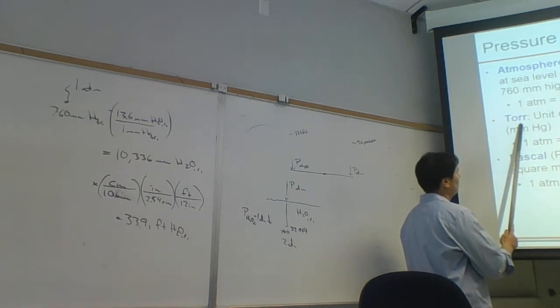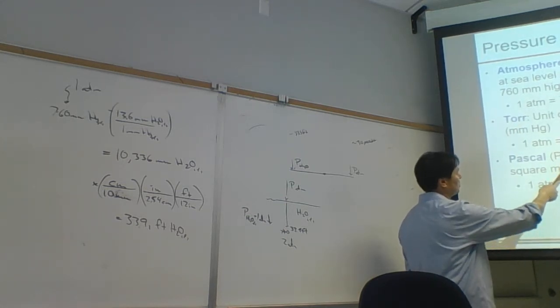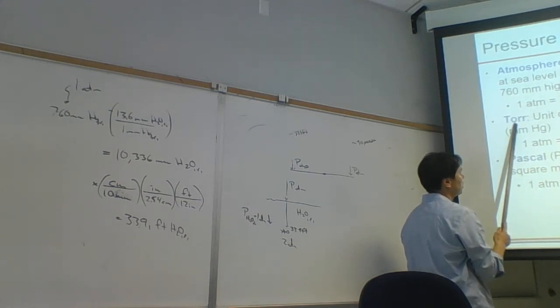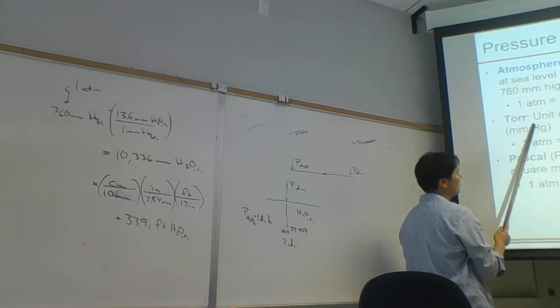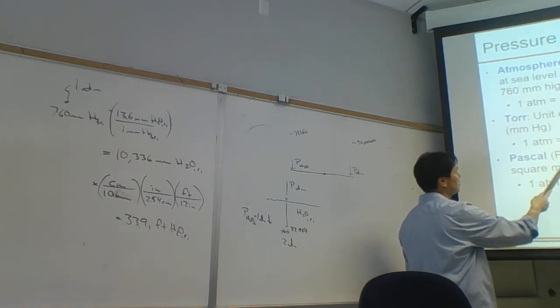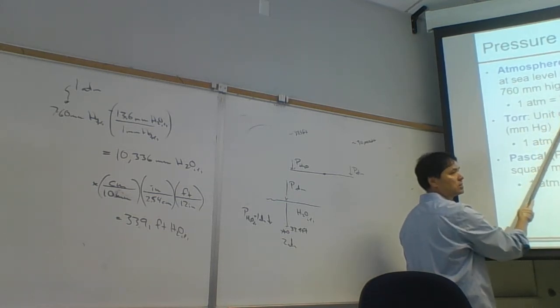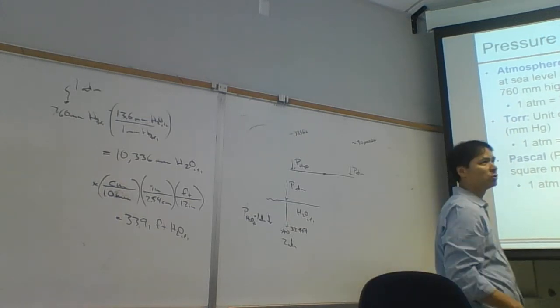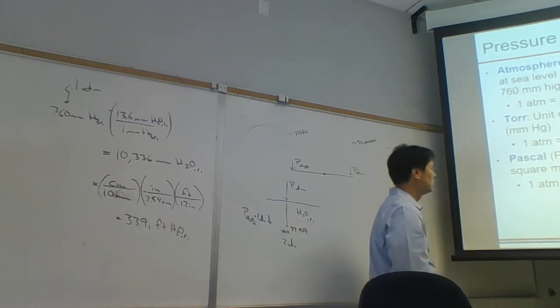There are other ways of saying millimeter of mercury. Millimeter of mercury is kind of long, so some people say torr instead. Torr is the same thing as 1 millimeter of mercury. And so this is 760 millimeters of mercury, which is the same thing as 760 torr. Torr is named after Torricelli, the inventor of the barometer.